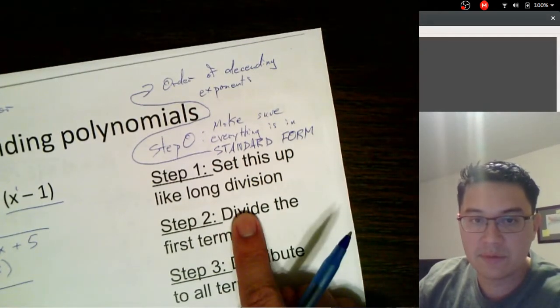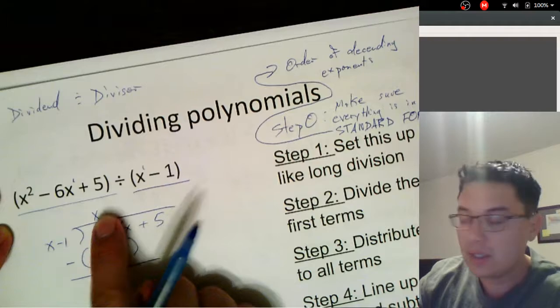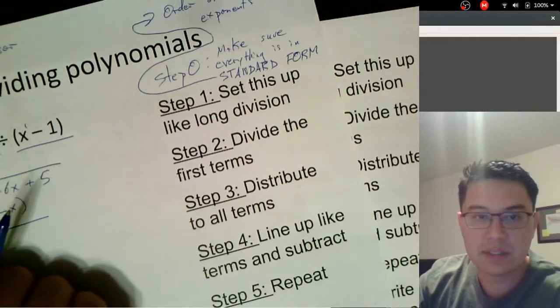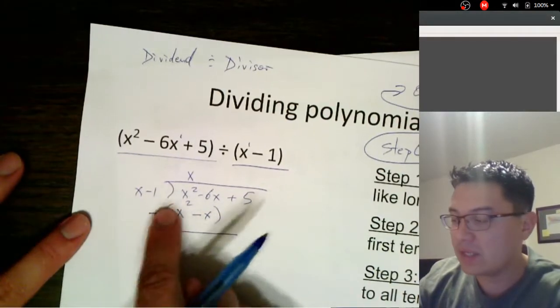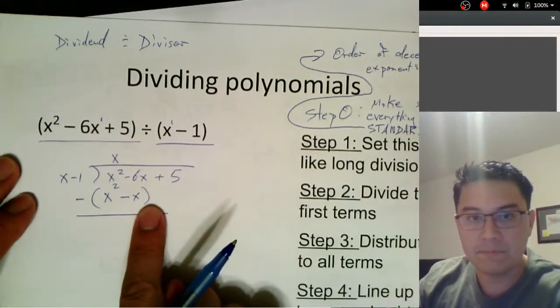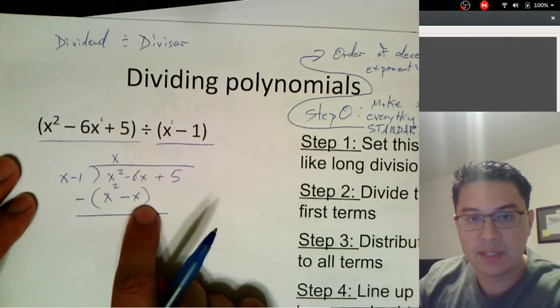So we did divide the first term. That's how we got the x. Then we distribute to all terms. So x times the x minus 1, and we got these two terms, x squared minus x.